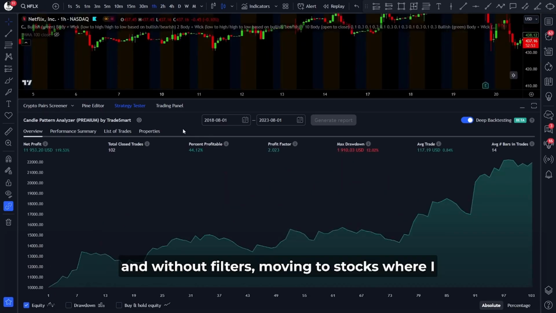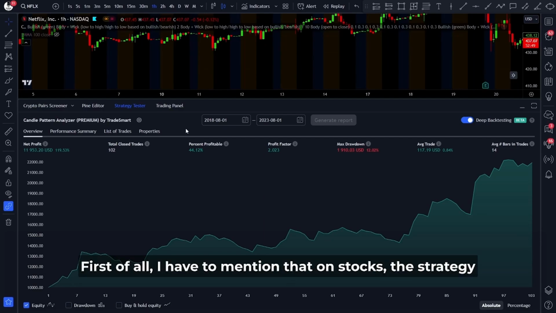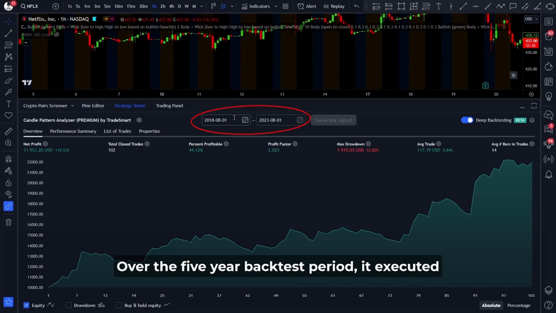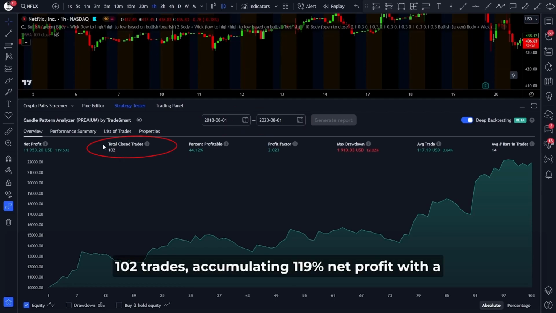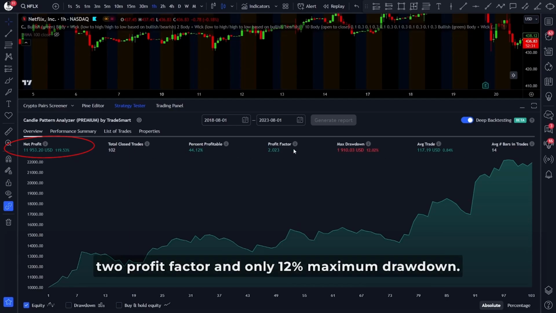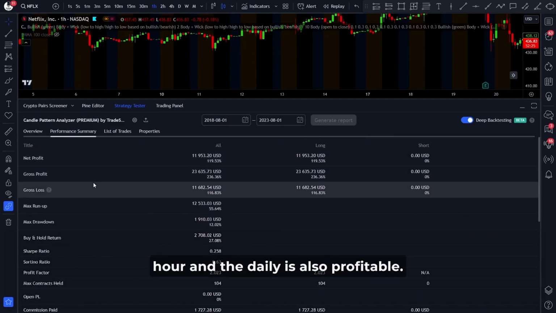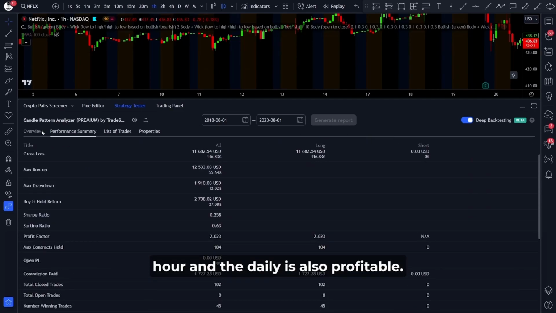Moving to stocks, where I used the same commission rate as before. First of all, I have to mention that on stocks the strategy has a low trade count, which I'm not fond of. Despite that, we have a few great performers, for example Netflix 1 hour without filters. Over the 5-year backtest period, it executed 102 trades, accumulating 119% net profit with a 2 profit factor and only 12% maximum drawdown. With filters, the 1 hour, 2 hour, 4 hour and the daily is also profitable.